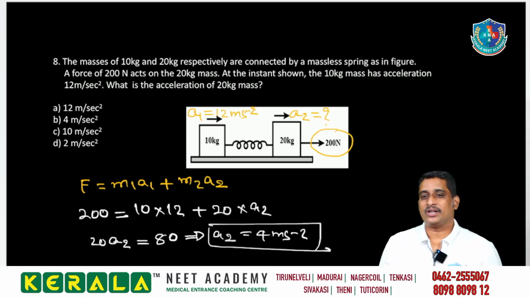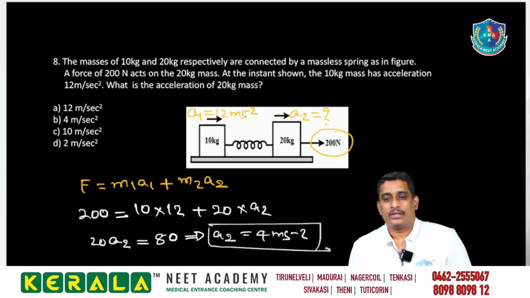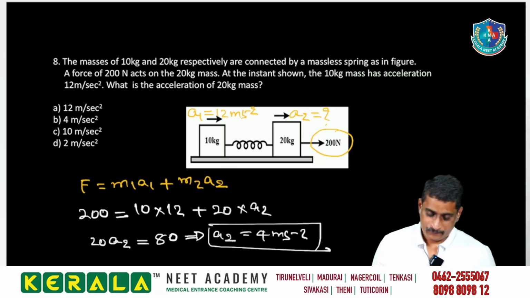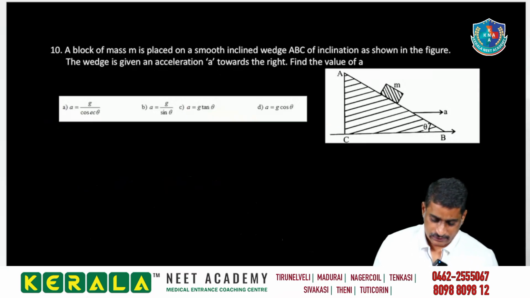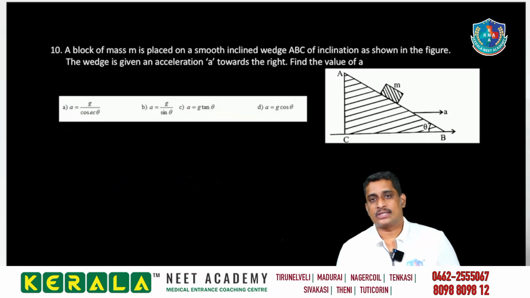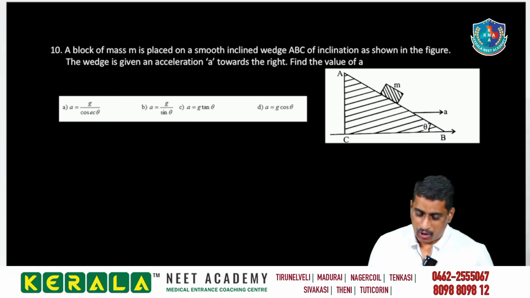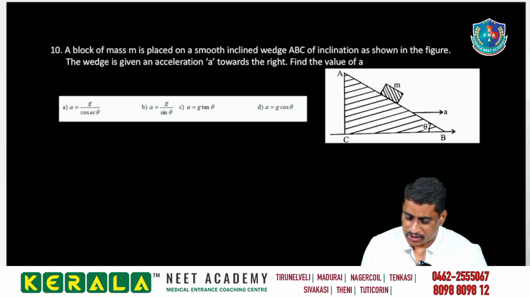So this is a method of solving the question when two blocks are connected by means of a spring. So 4 meter per second square is the answer to this example. Okay, look at this example. A block of mass M is placed on a smooth inclined wedge of inclination as shown in the figure. The wedge is given an acceleration A towards the right. Find the value of A.